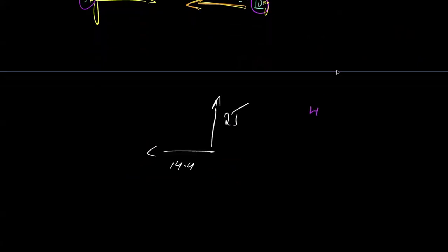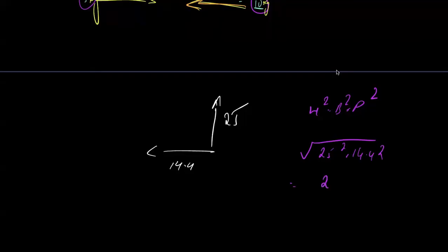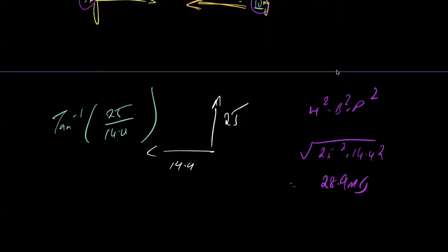25. H square is equal to B square plus P square. Under root 25 square plus 14.4 square. इससे क्या आंसर आएगा? 28.9. And angle के लिए मैं क्या करूंगा? tan inverse of what? 25 over 14.4. इससे क्या आंसर आएगा? 60 degrees. Theta is equal to 60 degrees.